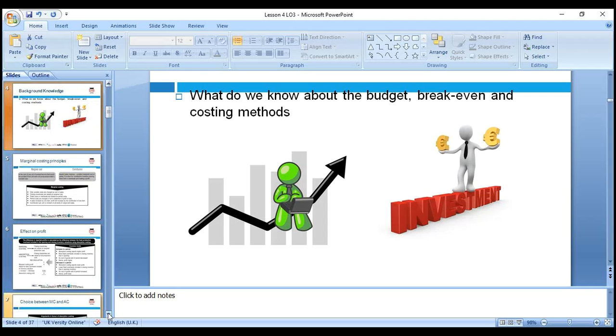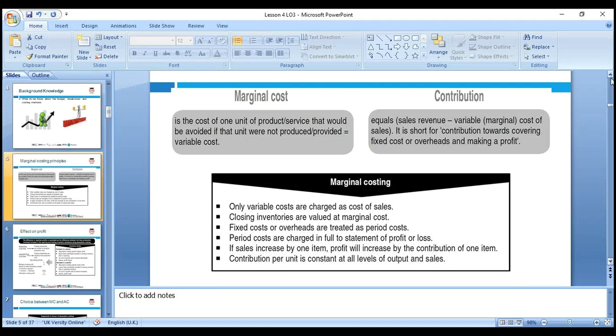Break even is a point where there is no profit and no loss. And the costing methods are marginal costing, absorption costing, standard costing, activity-based costing (ABC), and product costing. These are the costing methods which we use to calculate the cost.